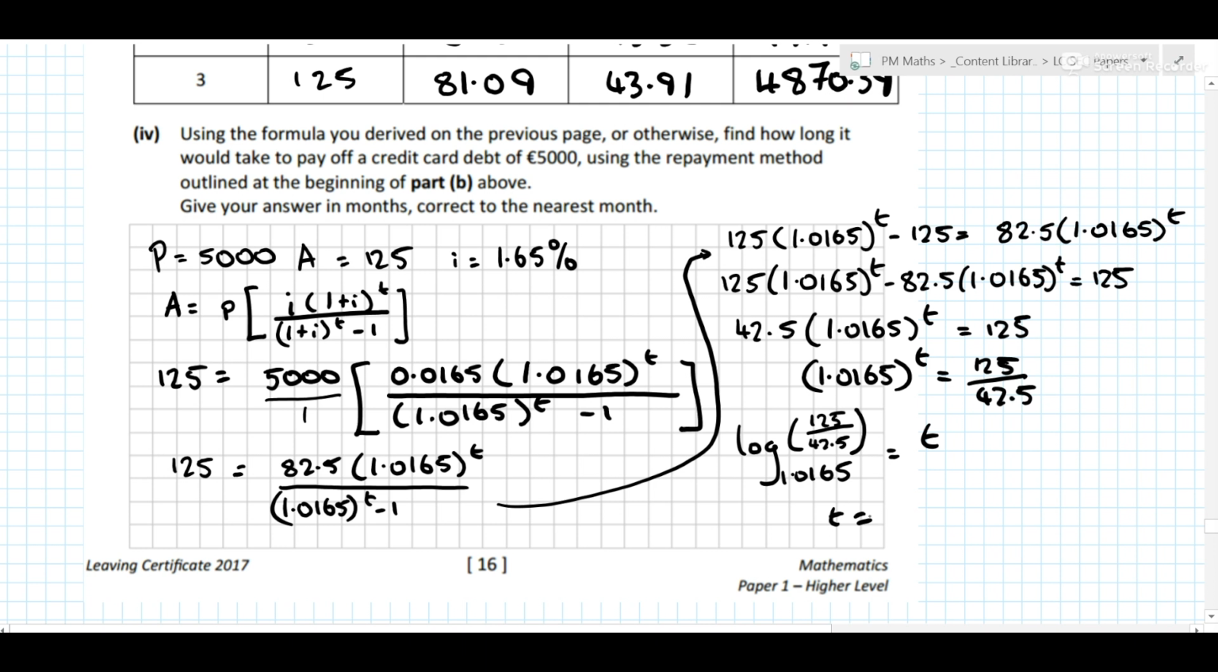1.0165, 125, we get 65.9 to the nearest month, t is equal to 66 months.